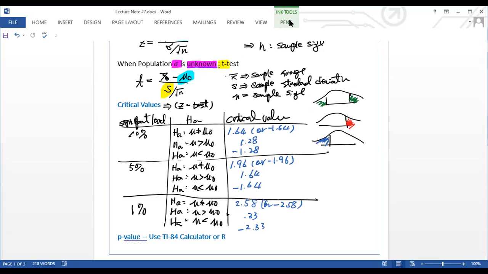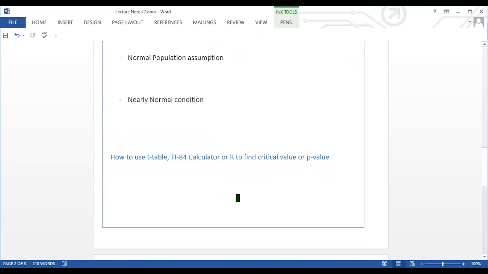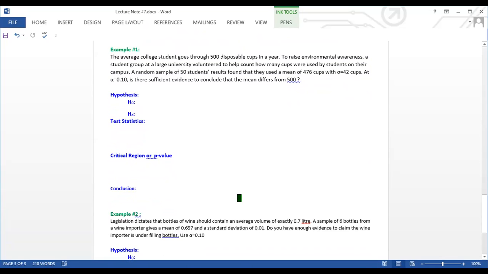Then the last thing we said, the p-value. We said the p-value is typically difficult. So I'm going to show you how to use the TI-84 calculator, or you can use R, to find the p-values, all right? So this is all about the z-test here. I'm going to skip the t-test here, and we're going to come back to it. So let's take a look at these examples here.